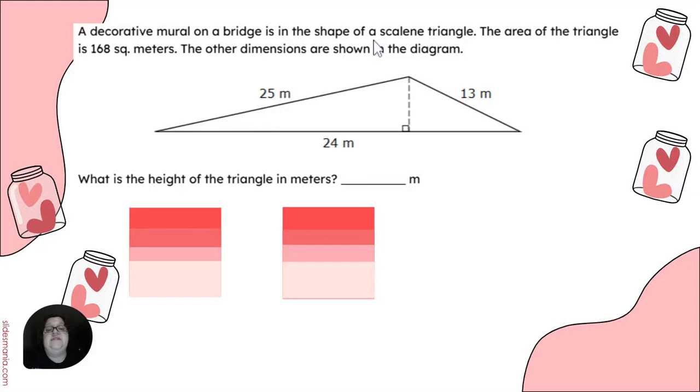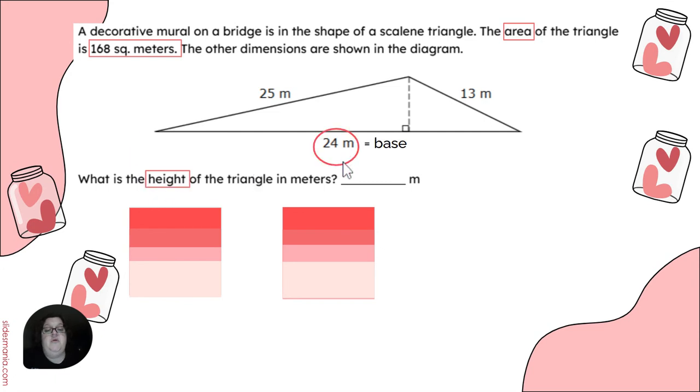So let's first talk about a scalene triangle. A scalene triangle is a triangle that has 3 sides that are all different lengths, as well as 3 angles that are all different measure. Okay, so important things that we are given in this problem, we are given area of the triangle is 168 meters. And we are looking for the height of the triangle.